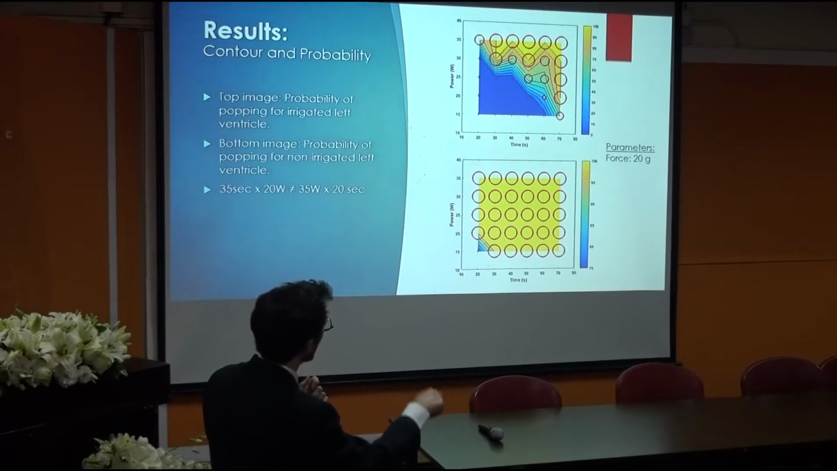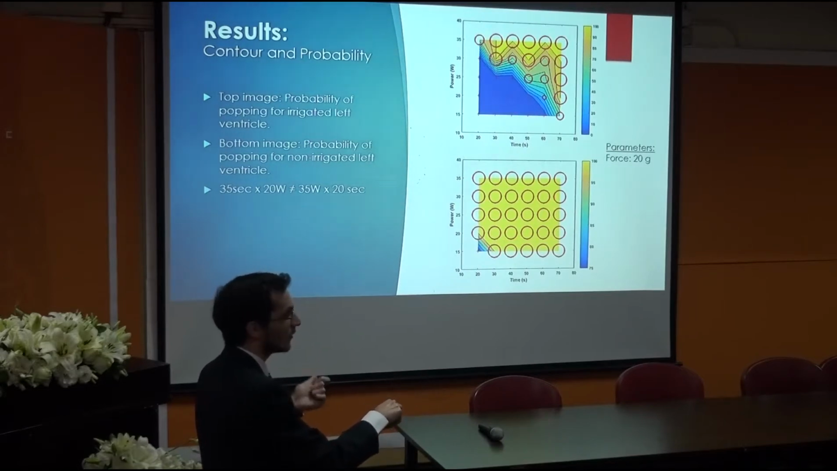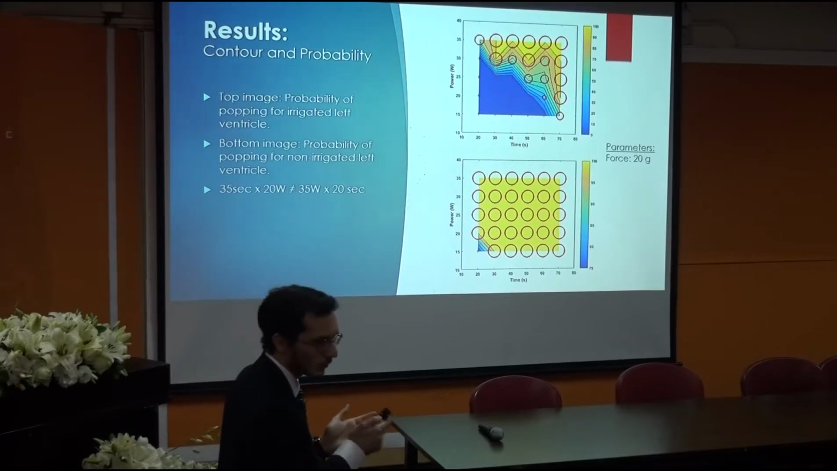And these two graphs actually show the importance of irrigation. This is for a left ventricle irrigated catheter. This is for a left ventricle non-irrigated catheter. So you can see the importance of a saline solution that's cooling the system.